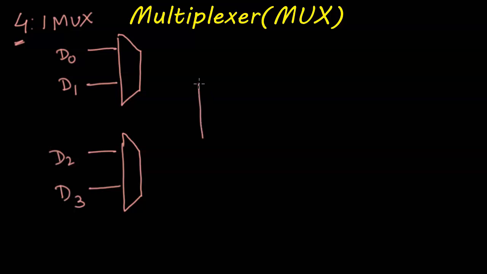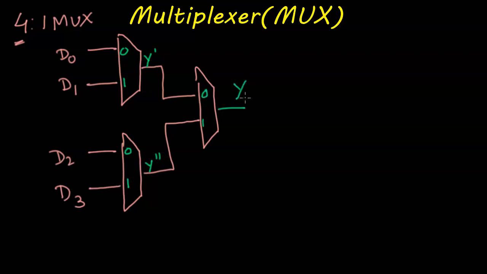And now we're going to have another 2:1 MUX whose inputs are going to be the outputs from my previous 2 MUXs. So here we have our select lines 0 and 1, and this is going to be my output Y dash. Again 0 and 1 for the output Y double dash. These are going to act as my inputs for 0 and 1, and this is going to give my final output. Here we're going to have a select line S1, and the same select line S1 is connected to this one as well, and then S0.